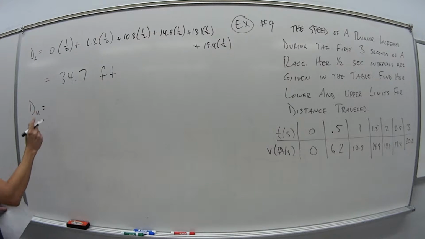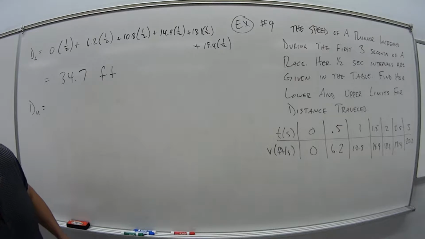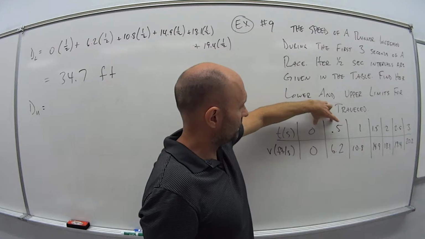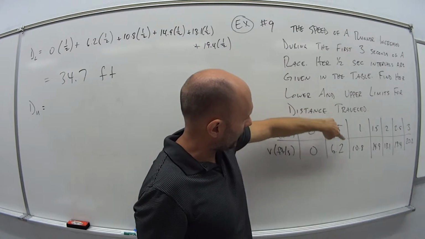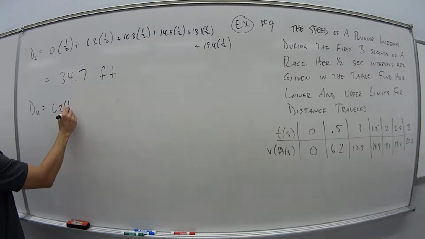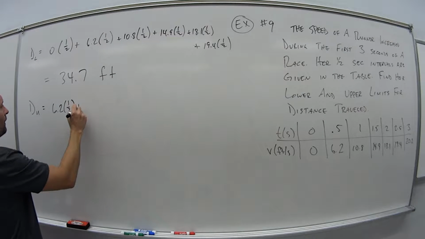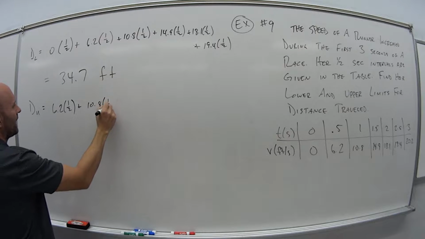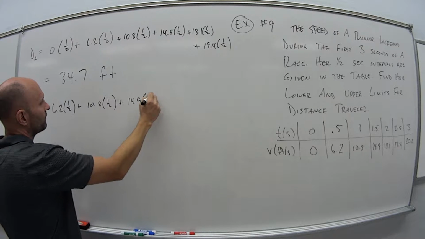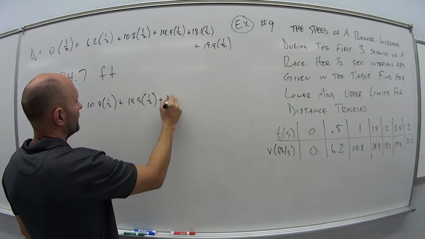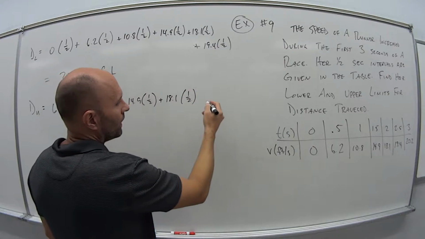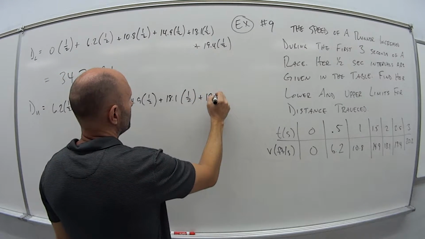The distance for the upper limit, so now we're using the function value on the right endpoint of the interval. From 0 to 0.5, we're going to be using 6.2 times a half. And then 10.8 times a half. And 14.9 times a half. 18.1 times a half, the change in the interval. 19.4 times a half.